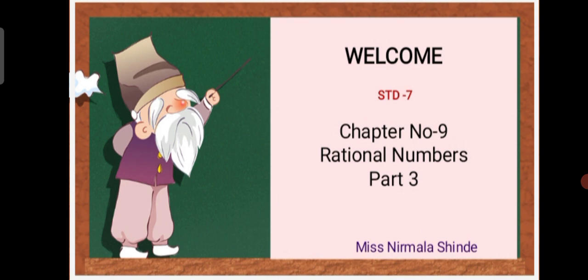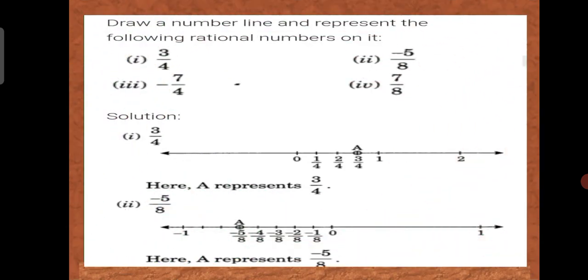Students, we already started to solve our exercise 9.1. In that, we solved the first 3 questions about rational numbers. So today we are going to solve question number 4. Here, what is given in question number 4? Draw the number line and represent the following rational numbers on it.